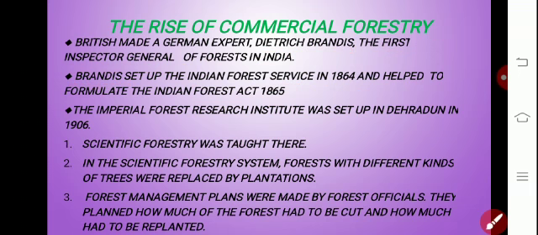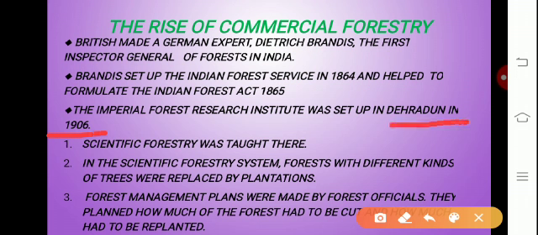The Imperial Forest Research Institute was set up in Dehradun in 1906. In which year was it established? In 1906. Where? Dehradun. And what? The Imperial Forest Research Institute. That was established in Dehradun in 1906, where scientific forestry was taught.